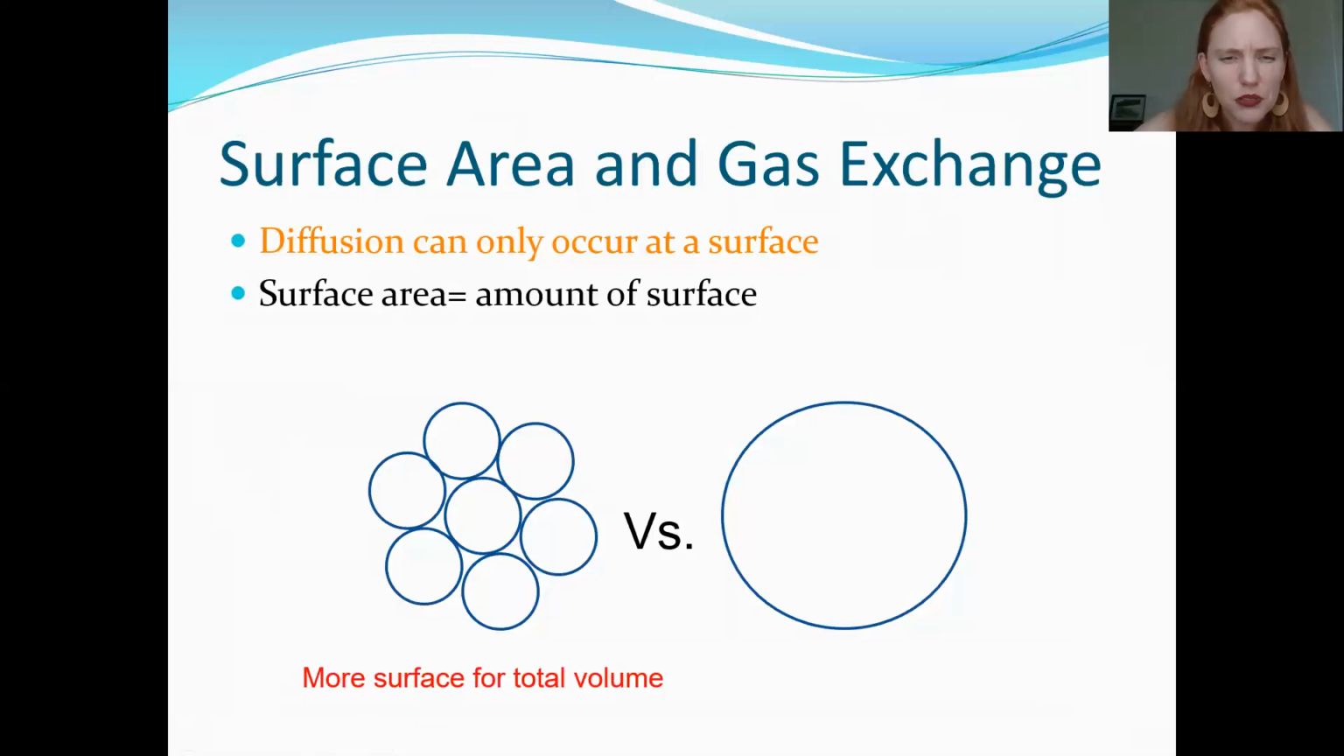So just look at the amount of blue line here, right? Lots and lots of blue line on this side, less on this side. So this is going to have more exchange than this. And that's why you have a bunch of little alveoli instead of bigger alveoli.